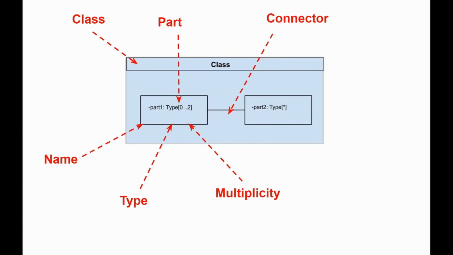The part's name is usually constructed with the part's name, then a colon, then the part's type, with multiplicity stated inside square brackets. Aggregated classes are parts of a class, but parts are not necessarily classes. A part is any element that is used to make up the containing class.